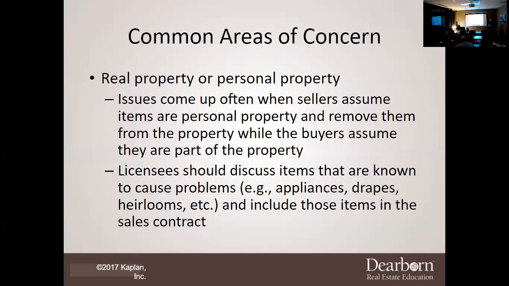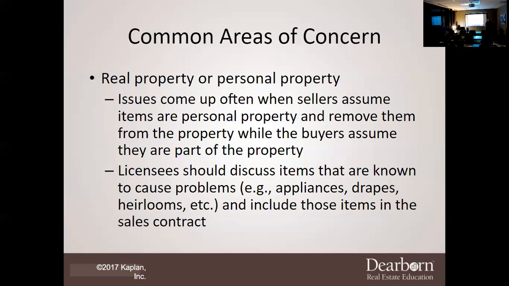So it can either be personal or real estate, but you have to understand that issues often come up when the sellers assume that items are personal property and remove them from the property while the buyers assume that they're going to be part of it. The licensee should discuss these items that are known to cause problems, such as appliances, drapes, heirlooms, and other items that are going to be included. And you also want to include those items in your sales contract.